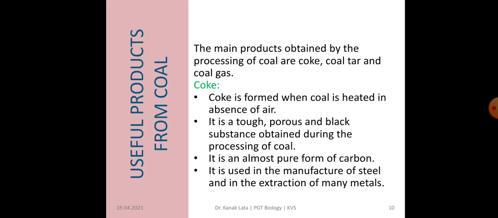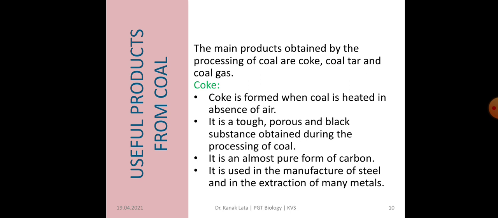Now let us see what are the useful products which are obtained from coal. Generally there are three important products. First is coke, second one is coal tar and third one is coal gas. So these are the main products which are obtained by the processing of coal, and they are coke, coal tar and coal gas. Here we are going to discuss one by one.